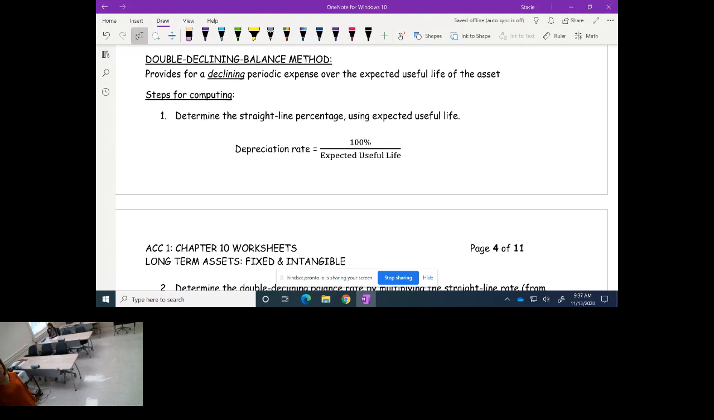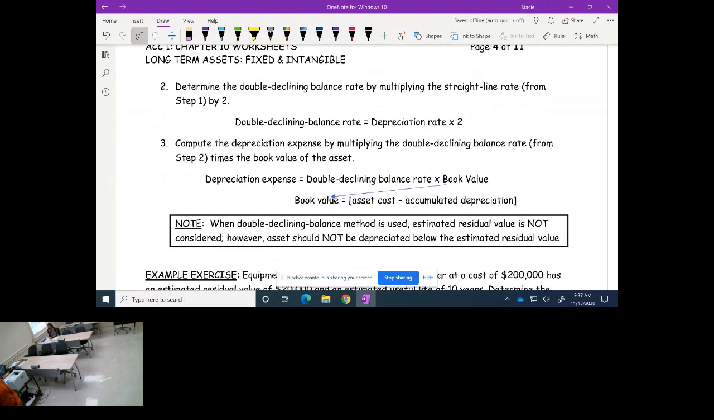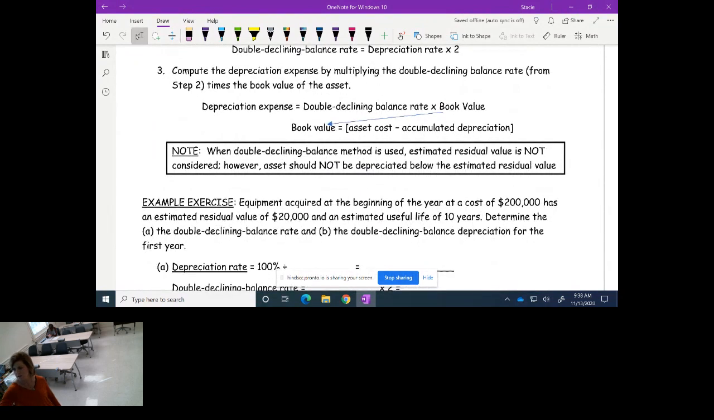All right. So first thing we have to do is figure out what is our straight line percentage. We've already done that. You take the 100% divided by the useful life. We do that in the first method. So once we do that, then we'll determine the double declining balance rate by multiplying that rate we calculated in step one by two. And so we'll compute the depreciation expense by multiplying that rate from step two times the book value of the asset. Okay, so this has got a whole lot of pieces in it. So let's go through it. Book value, remember, is asset cost minus accumulated depreciation.